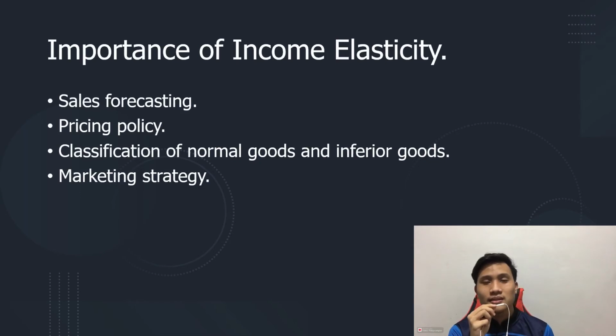Secondly, pricing policy. It can be defined as the firm can decide whether to raise or lower prices following a change in consumer income. Thirdly, classification of normal and inferior goods. The concept of income elasticity of demand can also be used to define normal and inferior goods.